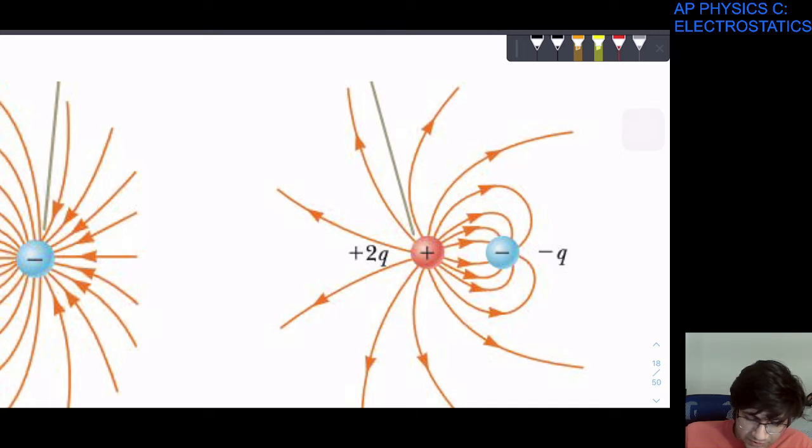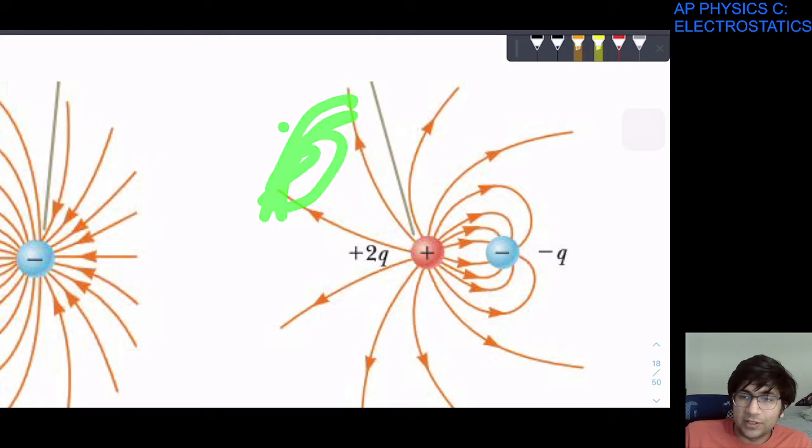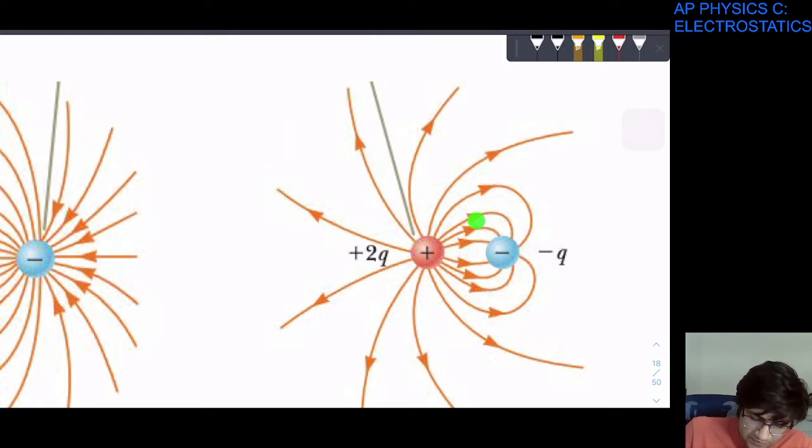Your field is going to be stronger here. You have a greater force. And if you're out over here, you don't have as much of a force. You really feel the force when you're between these two charges because you have both the attraction and the repulsion.